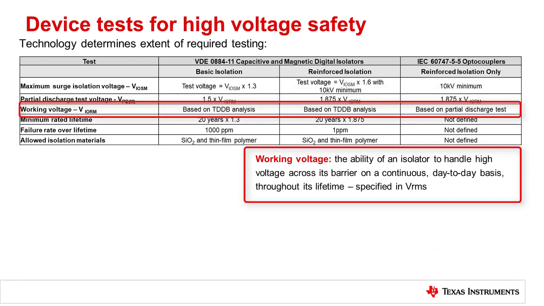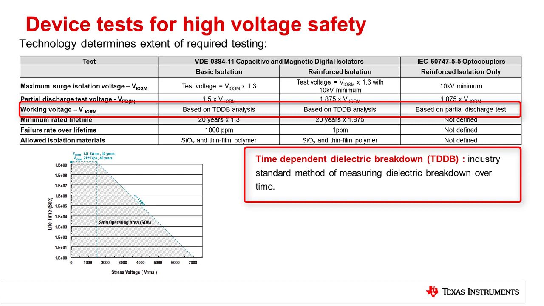Maximum working voltage quantifies the ability of an isolator to handle high voltage across its barrier on a continuous data basis throughout its lifetime. Working voltage and lifetime for digital isolators are determined by using TDDB, or time-dependent dielectric breakdown analysis. TDDB data for digital isolators is an industry standard method of measuring dielectric breakdown over time by applying a constant energy field to a dielectric and then measuring the point of breakdown.